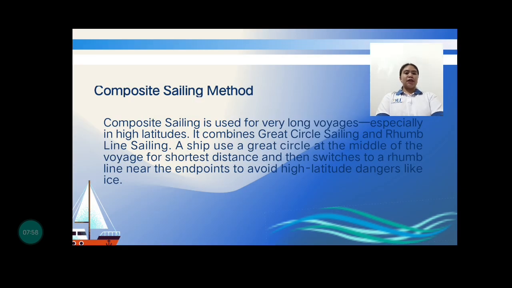So the next topic is all about the composite sailing method. The composite sailing method is used for a very long voyage, especially in high latitude. So it combines great circle sailing and rhumb line sailing. A ship follows a great circle at the middle of the voyage for the shortest distance and then switches to a rhumb line near the endpoints to avoid high latitude dangers like ice.